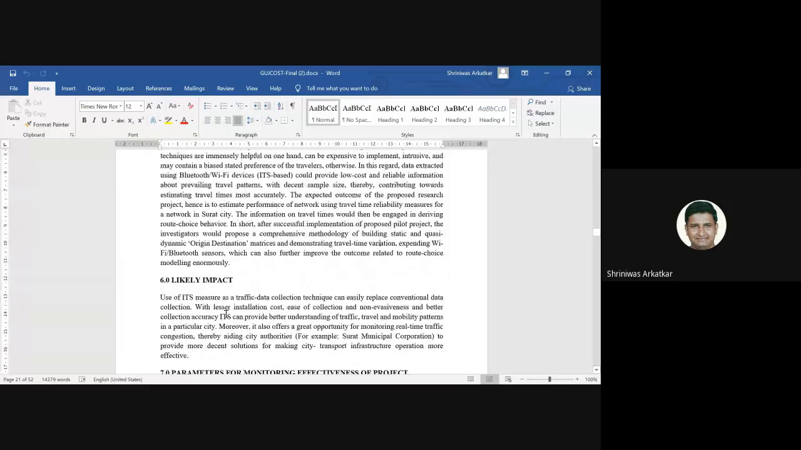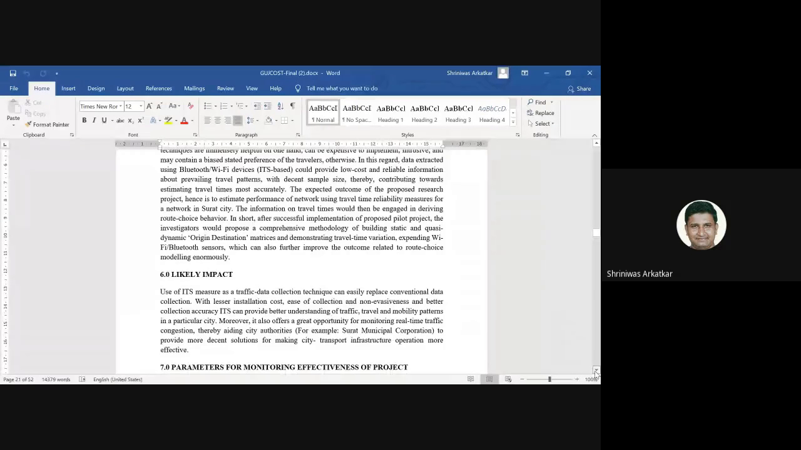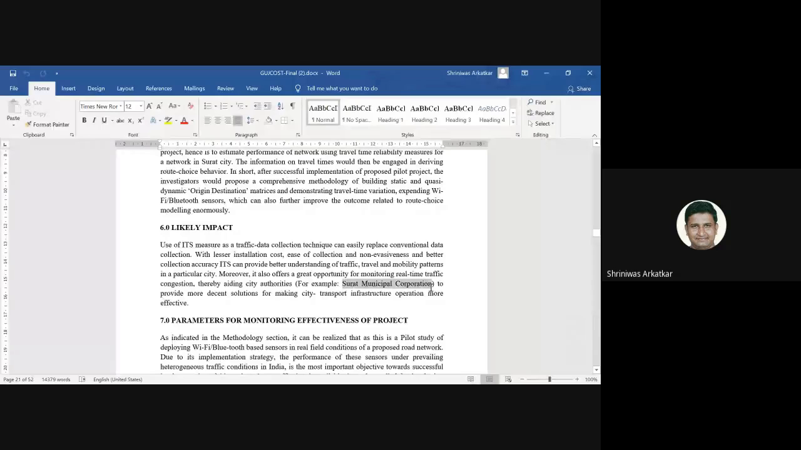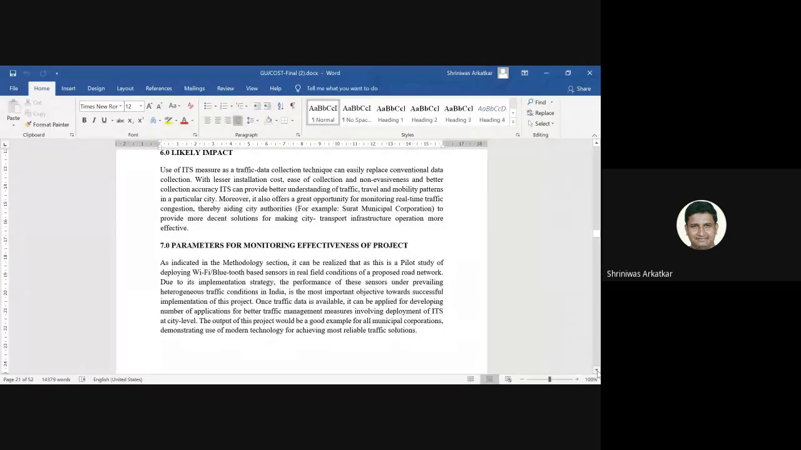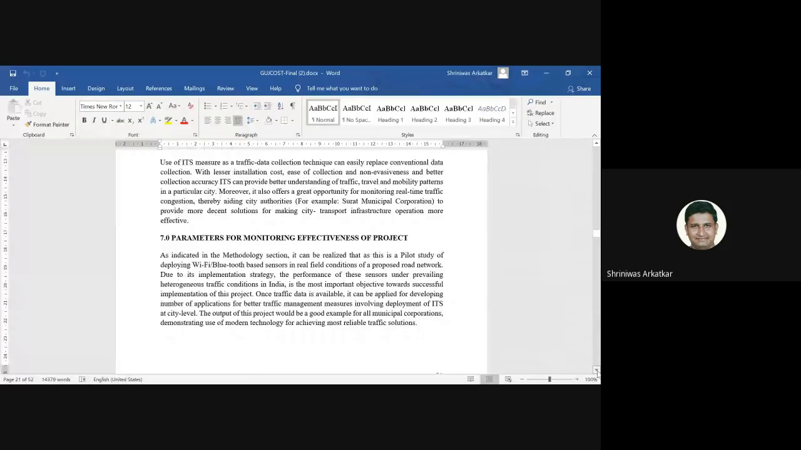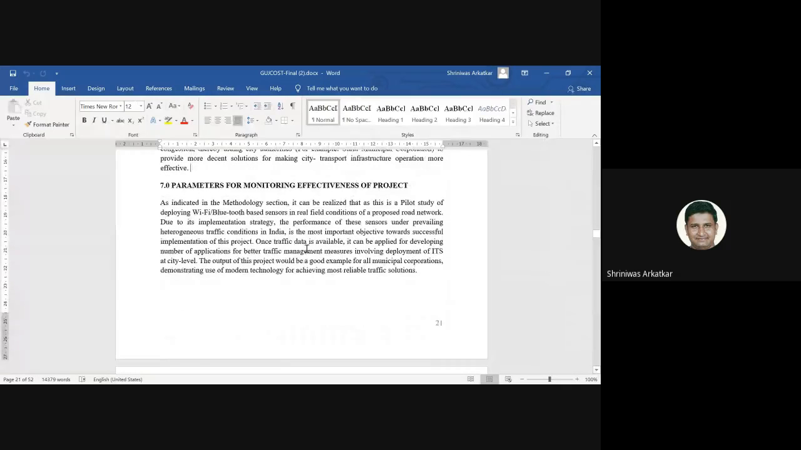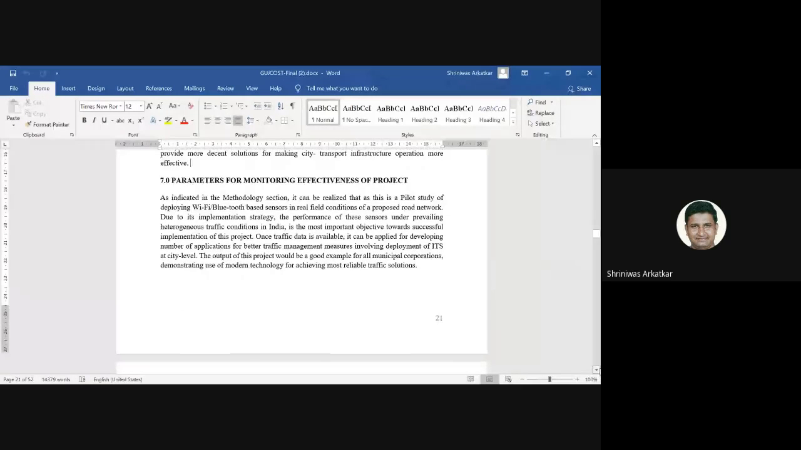Likely impact, right? Likely impact can be there, so that who are the people who are going to be using this technology. For example, I have written here Surat Municipal Corporation. You can write even the other corporations, or maybe the relevant agencies and government organizations in your area, those who can get benefit out of it. Parameters for monitoring the effectiveness of the project.